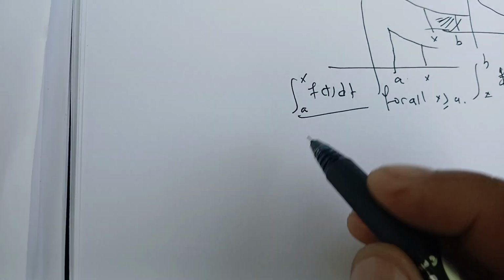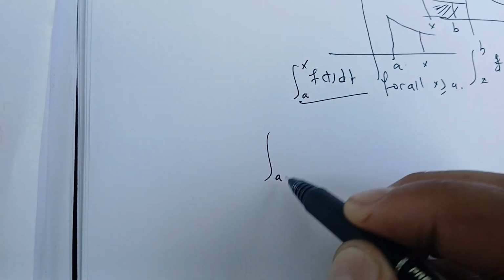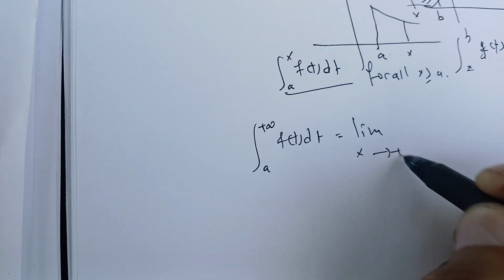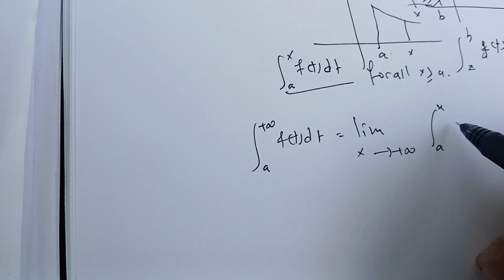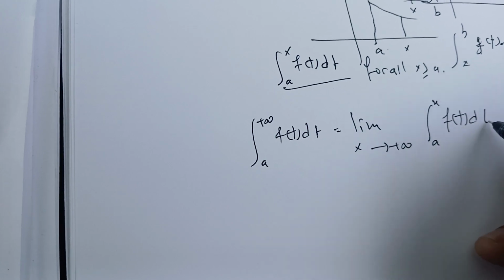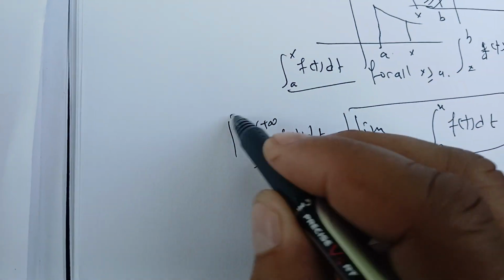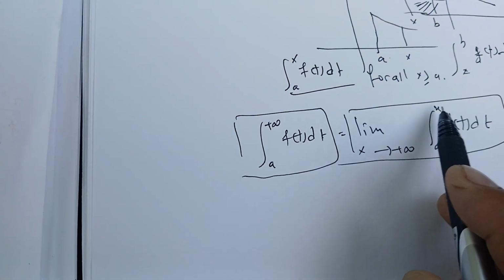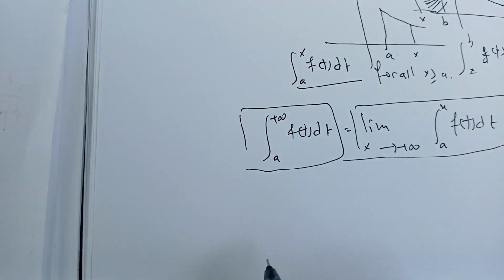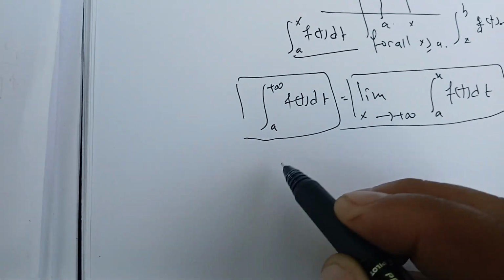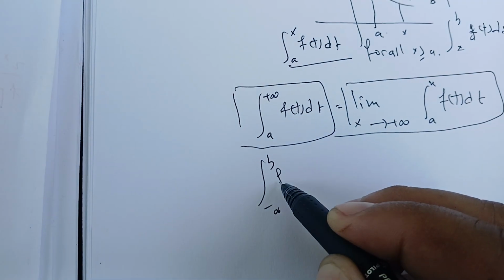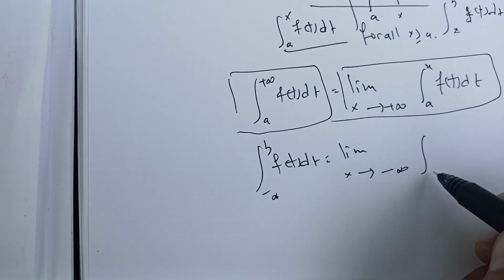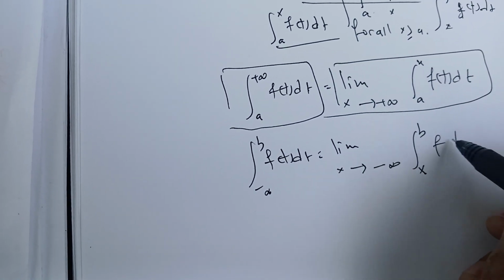So if it does, then we can define this integral as the limit as x goes to infinity of the integral between a and x of f of t dt. So this is what we mean, and this is called the integral of the first kind. We deal with infinities in the bounds. The same thing here for the integral from minus infinity to b of f of t dt. It's going to be the limit as x goes to minus infinity of the integral between x and b of f of t dt.